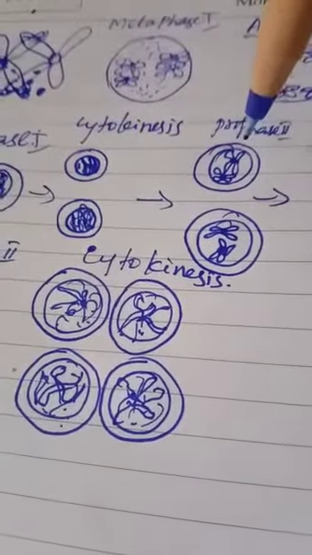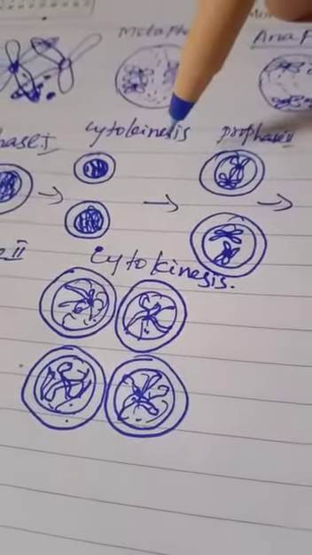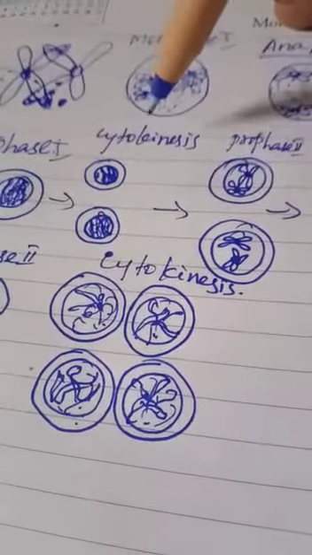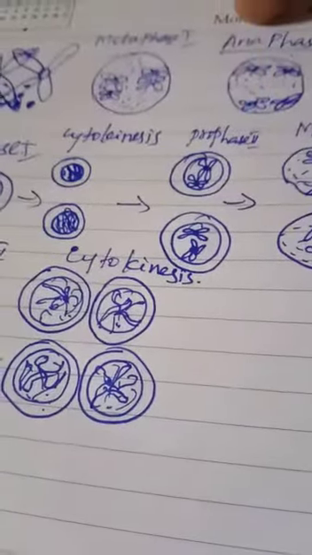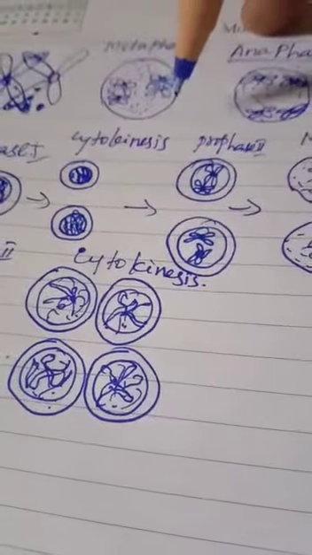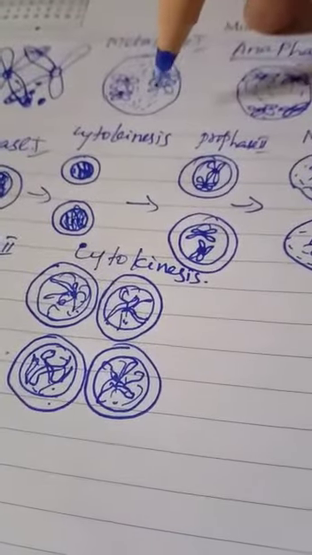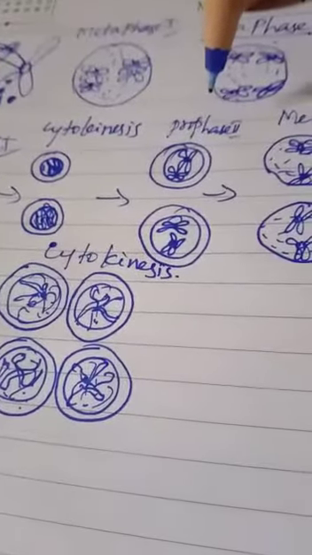homotypic. This homotypic division consists of 5 stages: prophase 2, metaphase 2, anaphase 2, telophase 2 and cytokinesis 2. First we see prophase 2.